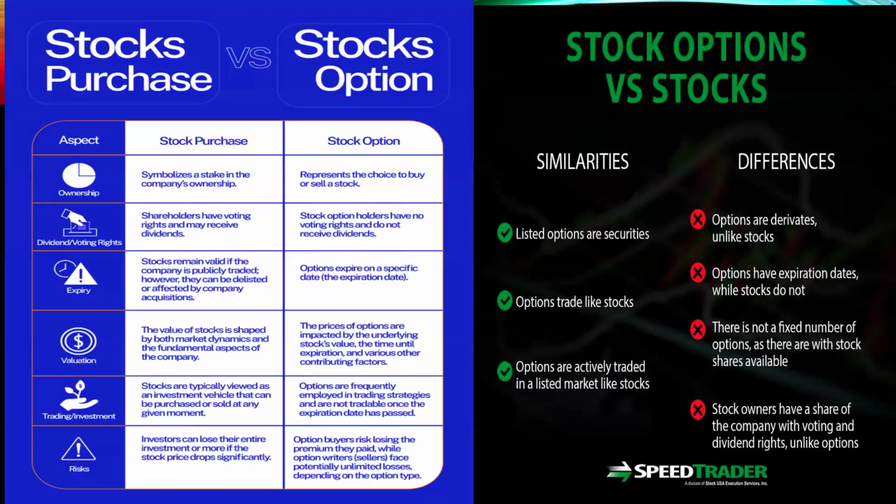People who have more power are the ones who have more stock, more positions. So that's why I say that for a stock purchase, shareholders have voting rights and may receive dividends. When you have the stock, you can get dividends, but when you have a stock option, no dividend for you.